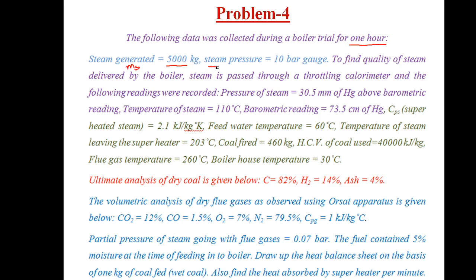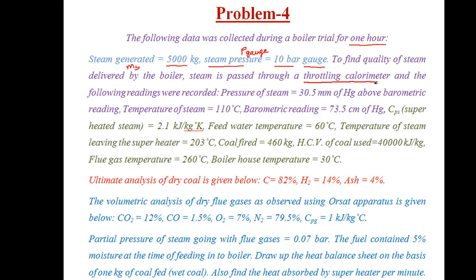The pressure of steam is 10 bar, and specifically it is mentioned that it is a gauge pressure. So this is not absolute pressure, this is gauge pressure, P gauge. Find the quality of steam delivered by the boiler. Steam is passed through a throttling calorimeter.